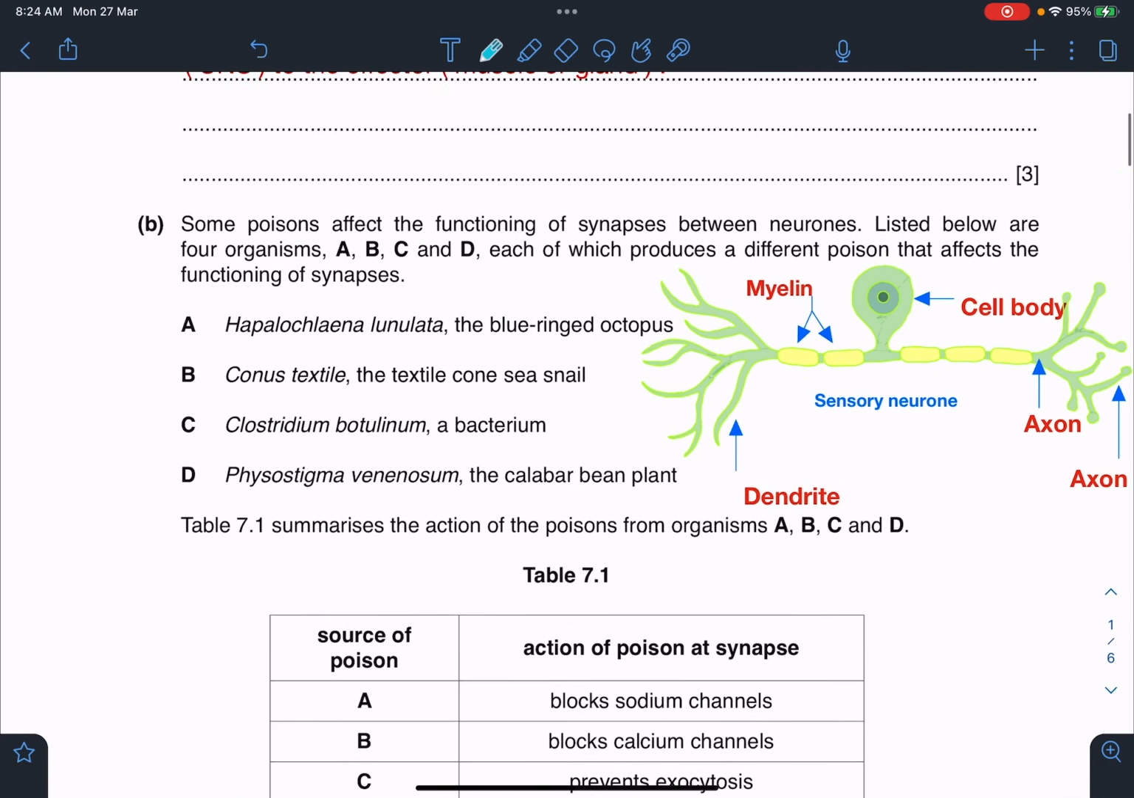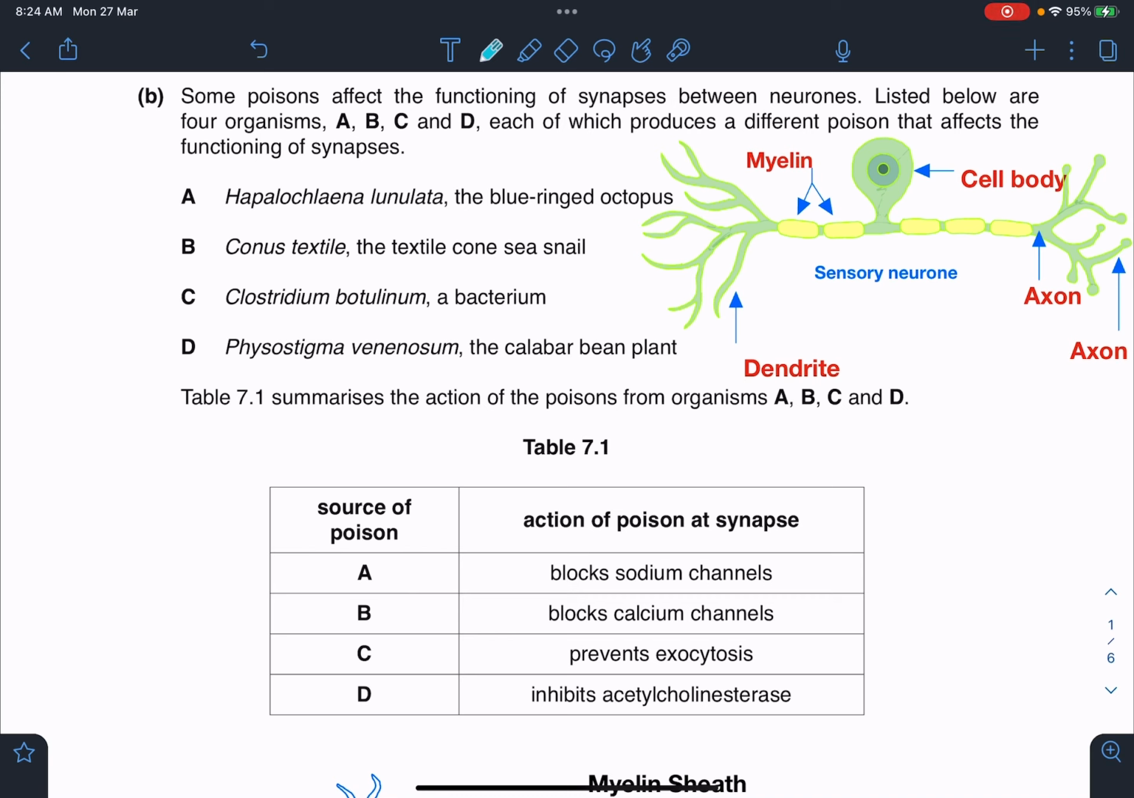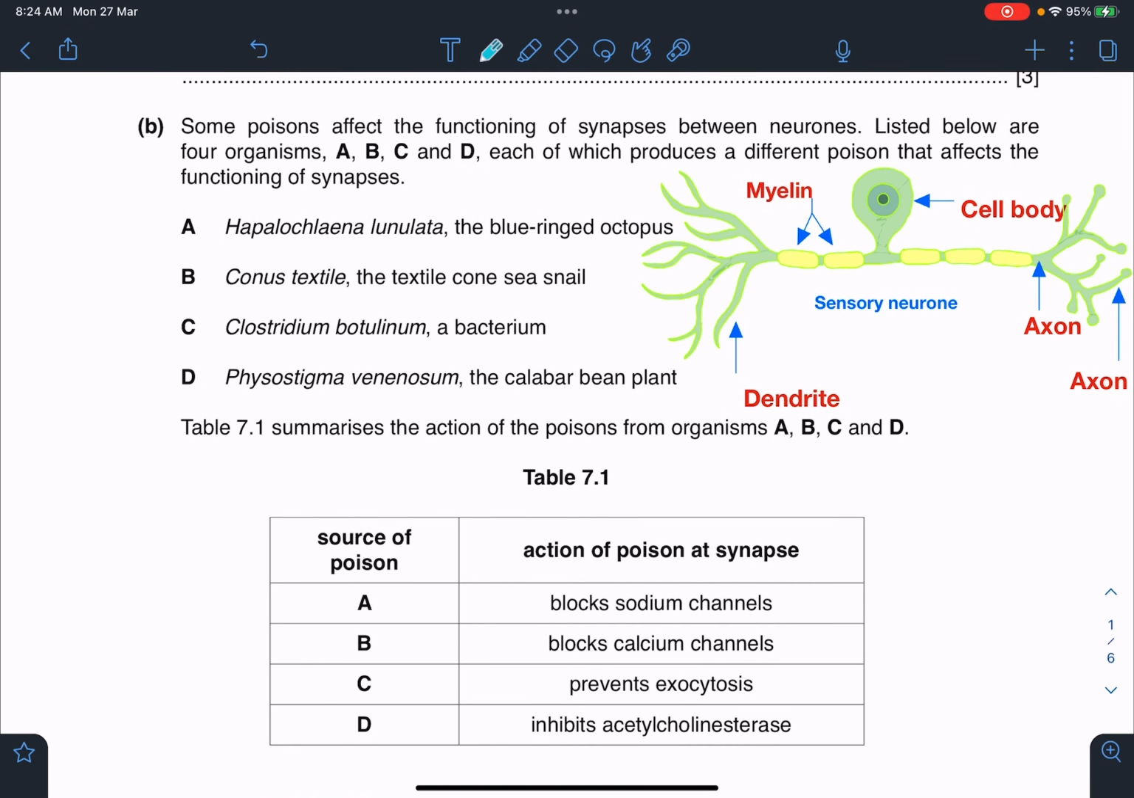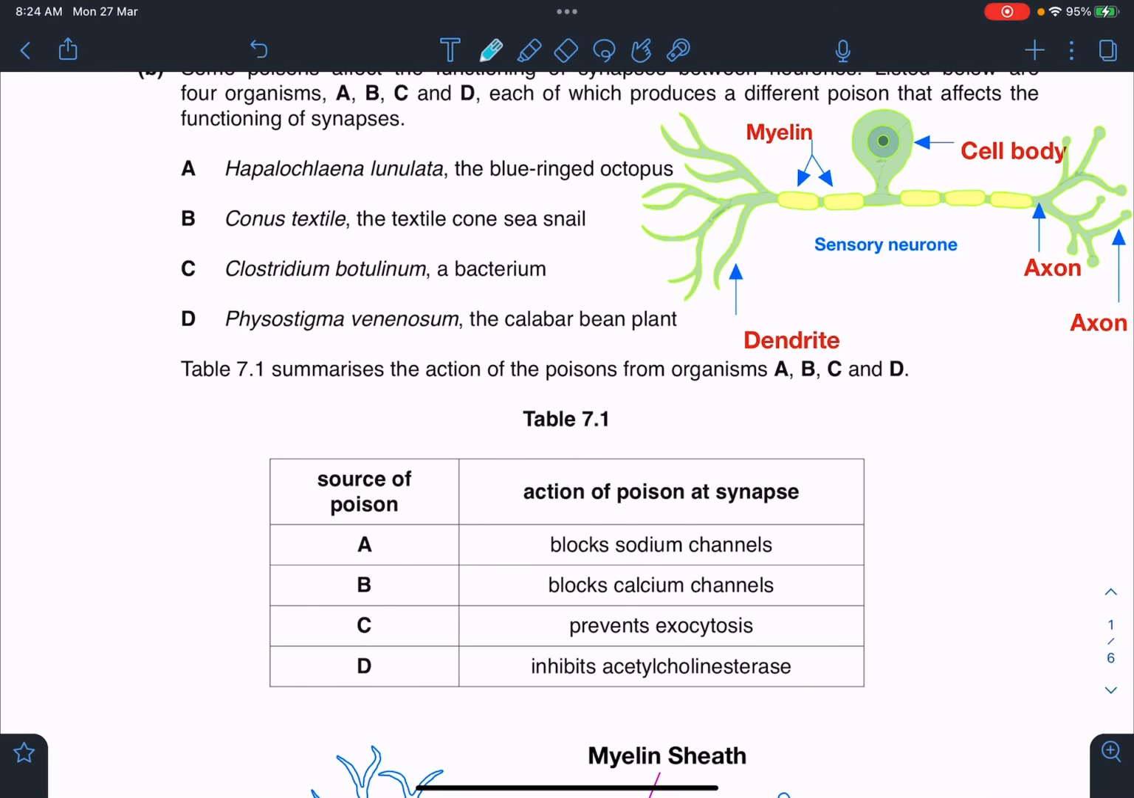Then we have the B part. Some poisons affect the functioning of synapses between neurons. Listed below are four organisms A, B, C, D, each of which produces a different poison that affects the functioning of synapses. So basically guys, if you remember, what is a synapse? It is a junction between two neurons. I repeat, a synapse is a junction between two neurons. Then we have A, B, C, D. These are four organisms producing poisons which affect the functioning of synapses.